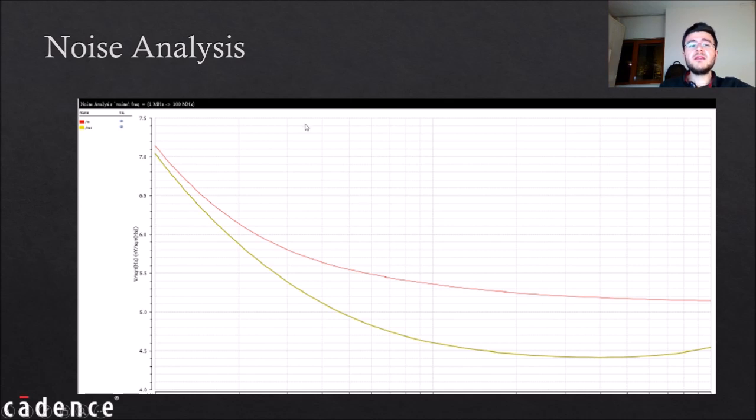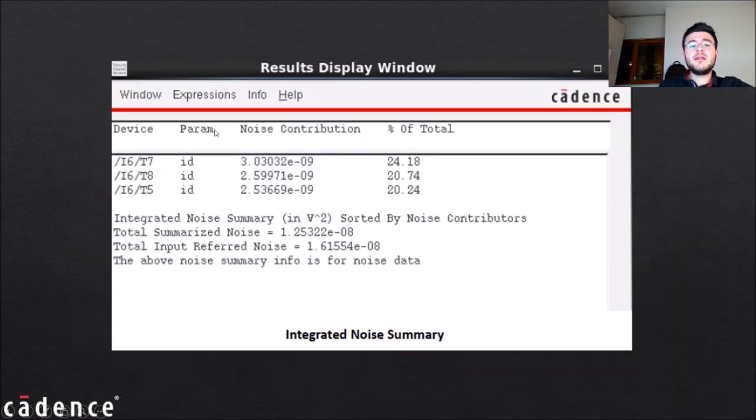And this is the noise analysis. Here you can see that while the frequency increases, noise decreases, and while the frequency decreases, noise increases. At the last part, here you can see the integrated noise summary. These are the specific parts of the circuit, and these are the noise contributions of those parts, and here you can see the total summarized noise.